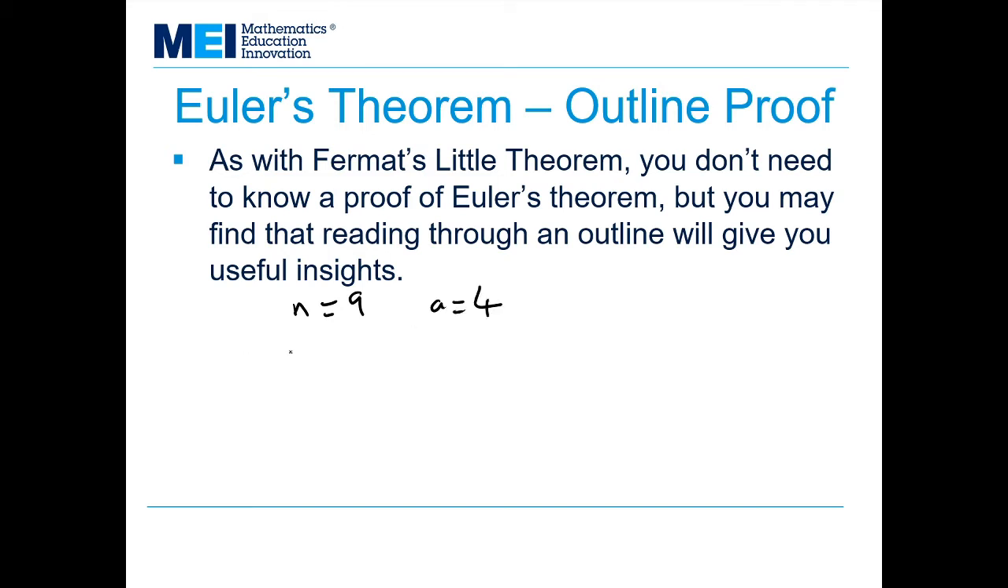So first of all, I want to know what phi of 9 is. Well, if I consider the set of numbers from 1 to 9, 1 has a highest common factor of 1 with 9, 2 does, 3 doesn't, 4 does, 5 does, and 6 doesn't, 7 does, and 8 does, and 9 doesn't. So phi of 9 equals 6. I've got 6 numbers there which have an HCF of 1 with 9. Okay, let's see what happens if I multiply these by my value of a, which is 4.